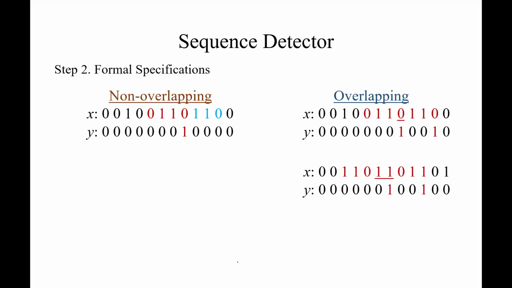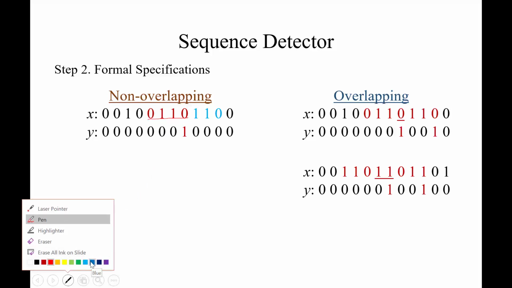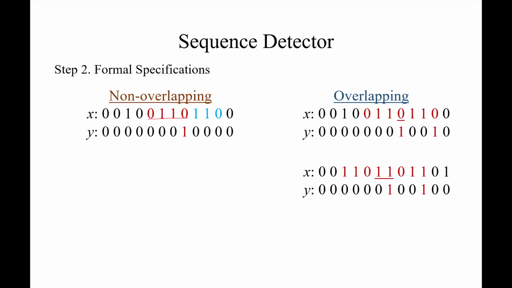For example, in the case of non-overlapping patterns, the typical input output sequence is given here. If we look here, this is our desired sequence 0110, but of course we can also see that if we use the last bit of the detected sequence as the first bit of the next sequence, then that also becomes our desired sequence 0110.